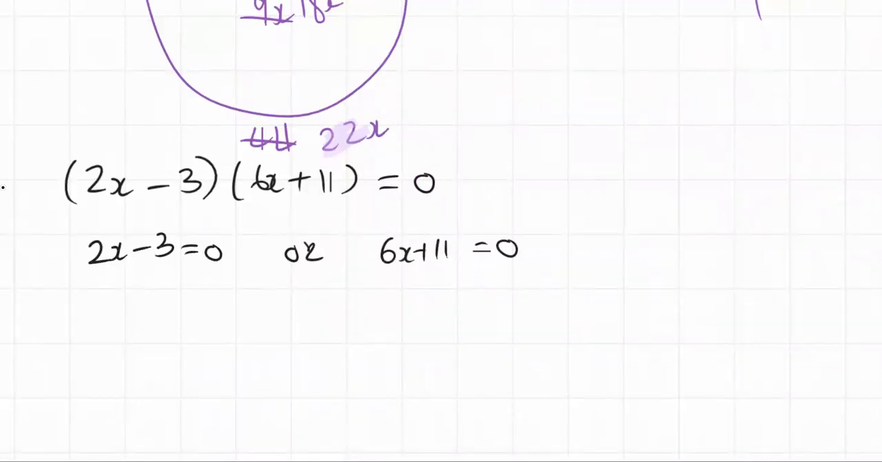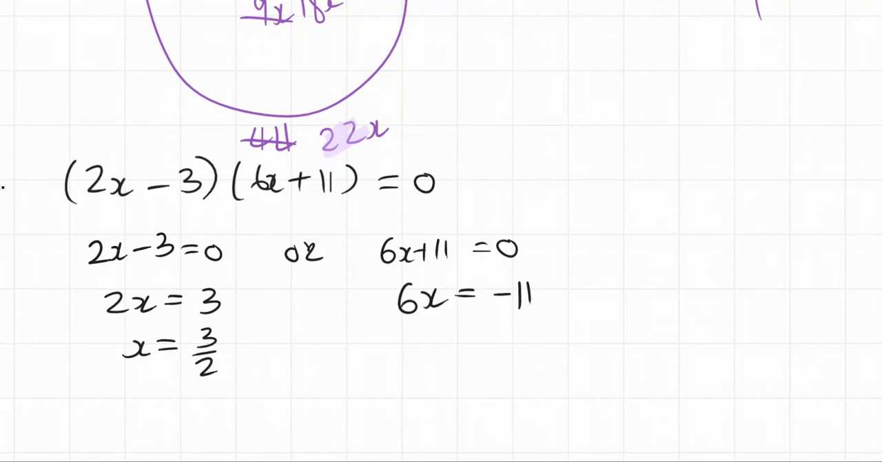Let's look at this one. So we take 3 to the other side, plus 3 on both sides, divide both sides by 2, and we end up with 3 over 2. On this side, we take 11 to the other side, minusing 11 on both sides, divide both sides by 6, and we get minus 11 over 6.